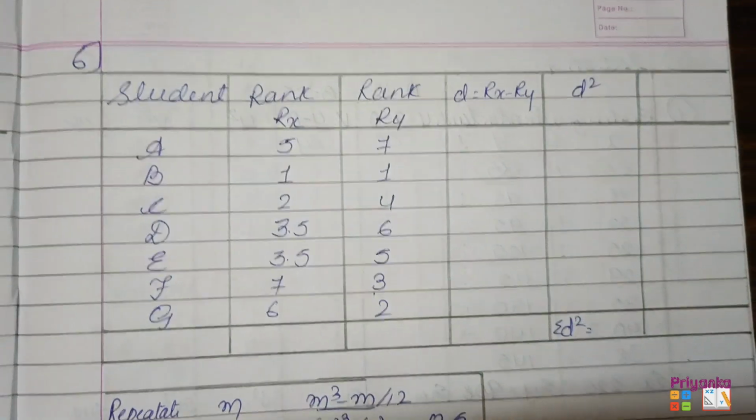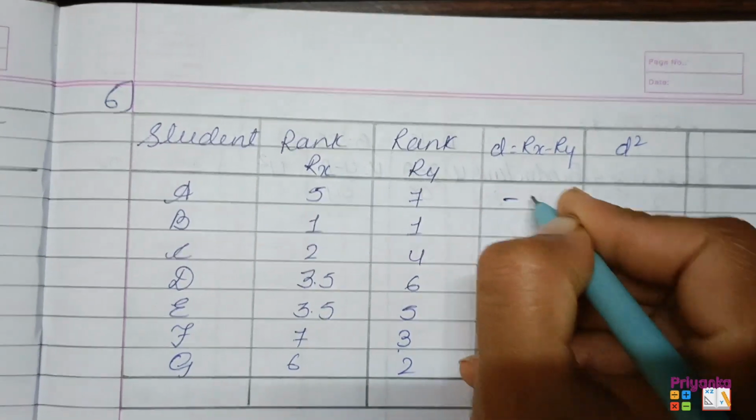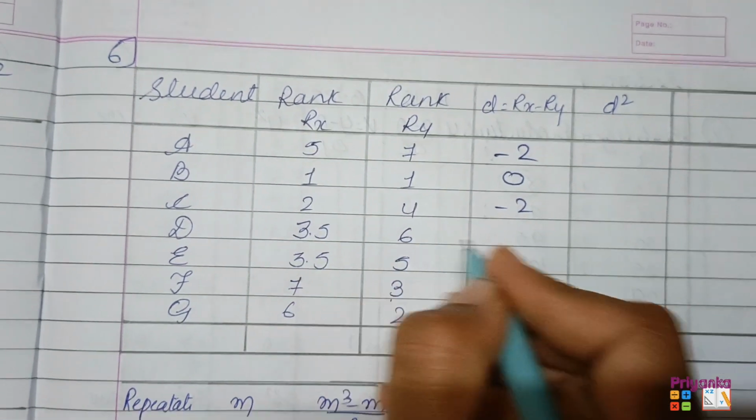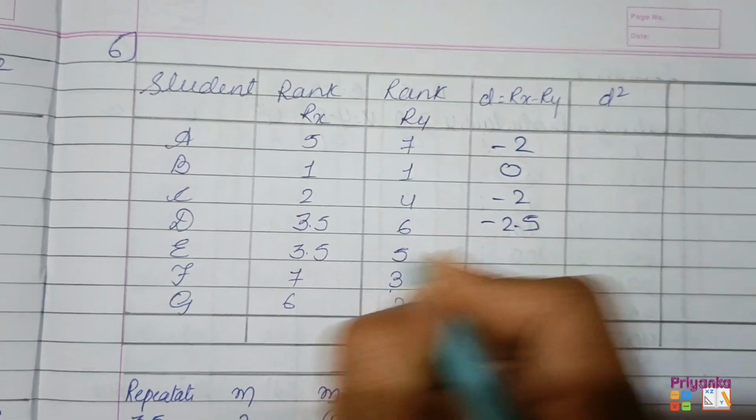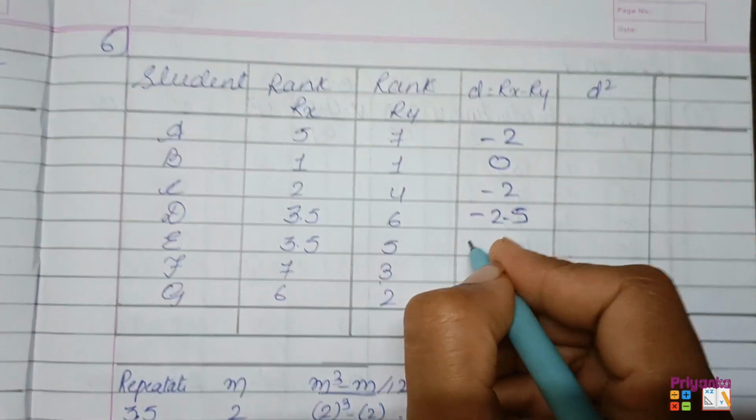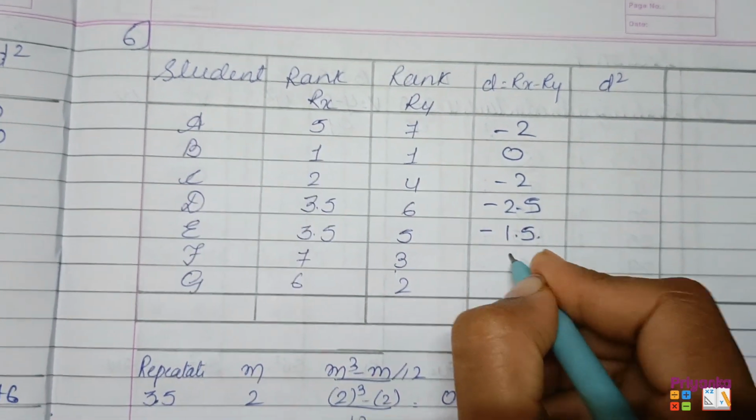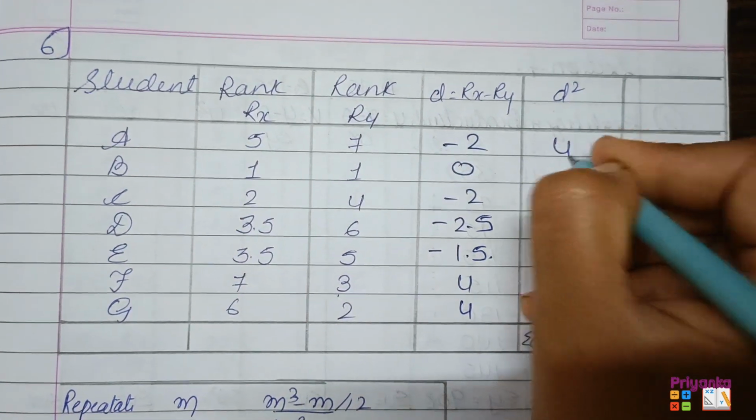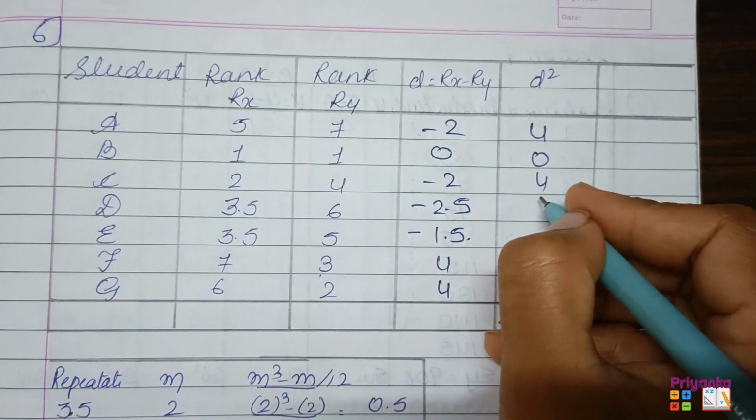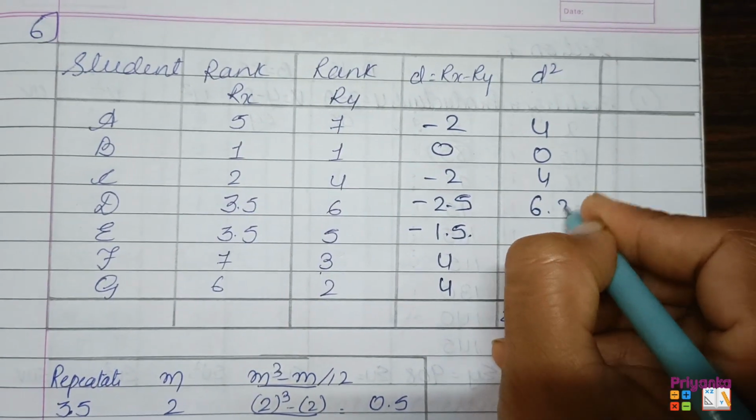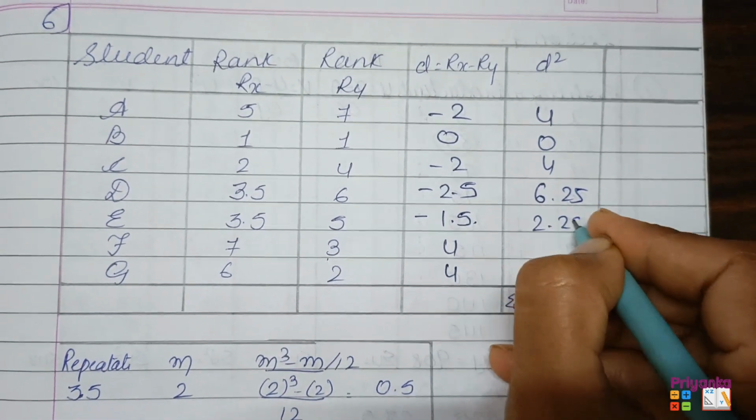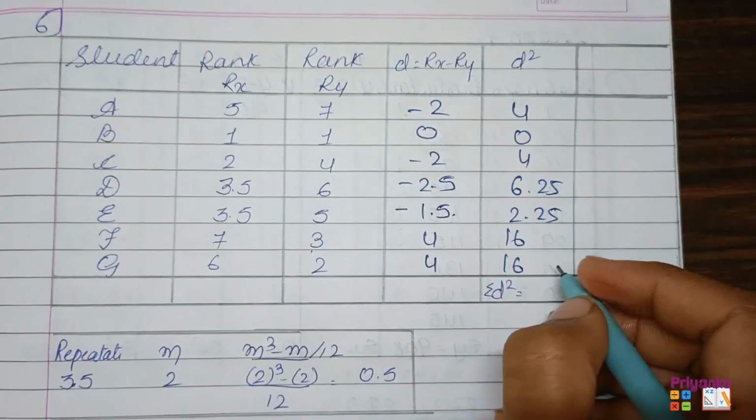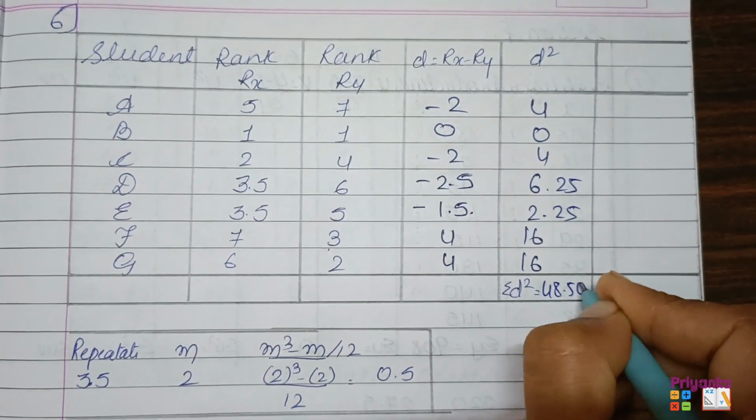First of all, we'll calculate d. Here we get minus 2, 0, 2, minus 4, that is minus 2, 3.5 minus 6 will be minus 2.5. 3.5 minus 5, here we get minus 1.5, 4, 4. Now take the square of this. 4, 0, 4, 2.5 into 2.5, you will get 6.25. Here you will get 2.25, 16, 16, and the total of this column is 48.50.